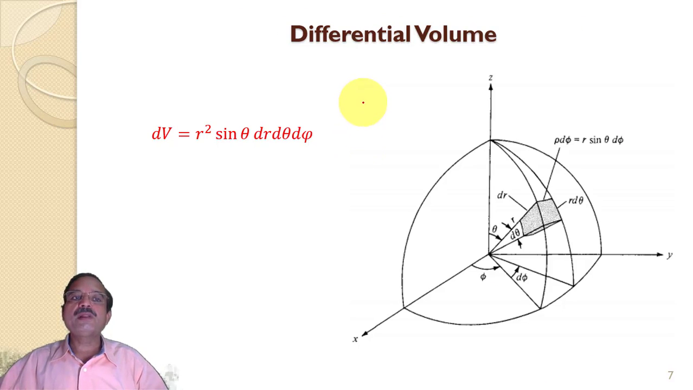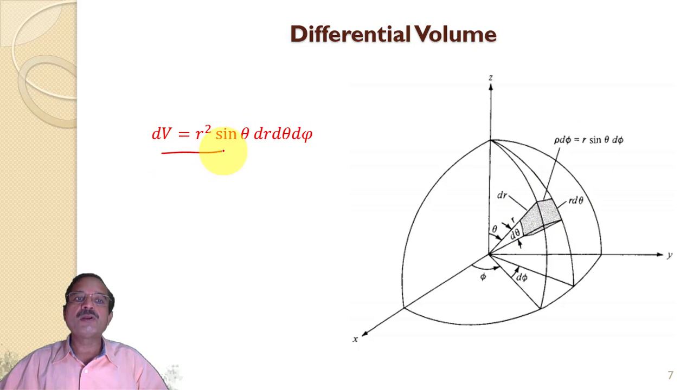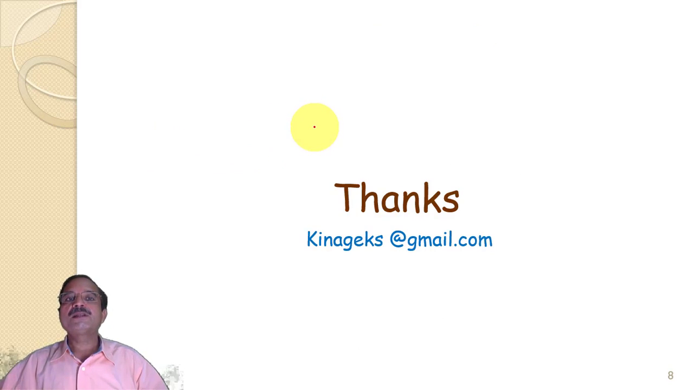If I take the product of these three sides, that gives me the volume: dr multiplied by r d theta multiplied by r sin theta d phi. So that gives the differential volume r squared sin theta dr d theta d phi. This is about the differential length, differential surfaces, and differential volume in the spherical coordinate system. These are required to find the line integral, surface integral, or volume integral related to objects having spherical shapes. So this is about the spherical coordinate system.